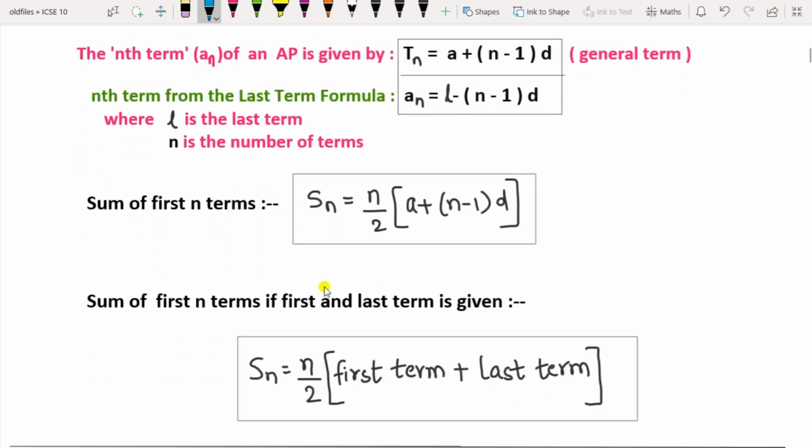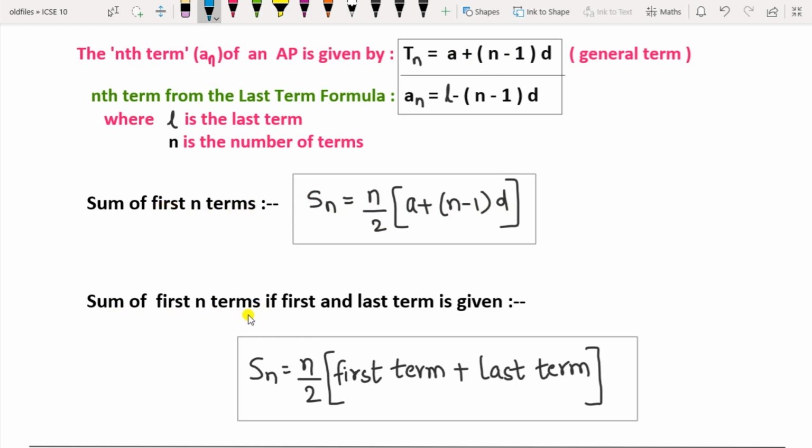Sum of the first n terms. Now these two formulas we are going to use mostly in this exercise. So the sum of the first n terms is Sn equal to n by 2 times (2a plus (n minus 1)d). This is the same as the nth term formula, only you have to multiply it by n by 2, and that becomes the sum of the first n terms.